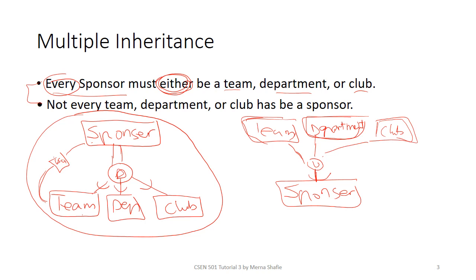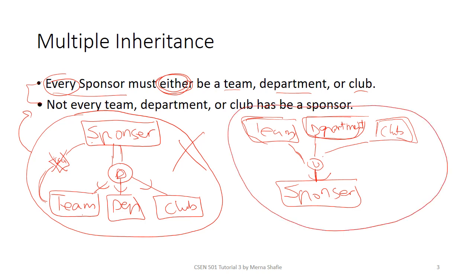So it states that not every team, department, or club has to be a sponsor. So there can be teams that are not sponsors. Hence, this picture is wrong, because we cannot have a subclass of a superclass that is not necessarily a type of this superclass. If the is-a relationship does not hold, then this picture is totally wrong. So this picture is wrong. We cannot use this picture to model these two statements.